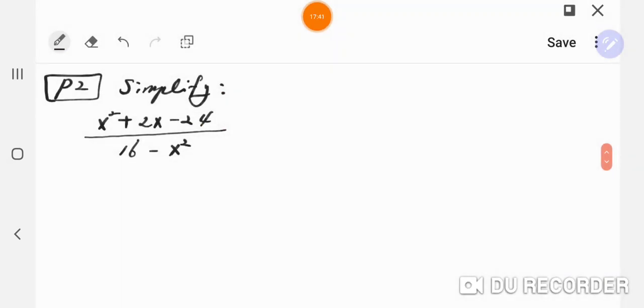Okay, here is a problem: simplify this rational expression. Why don't you pause the video and try this? All right, if you did, then let's check this.